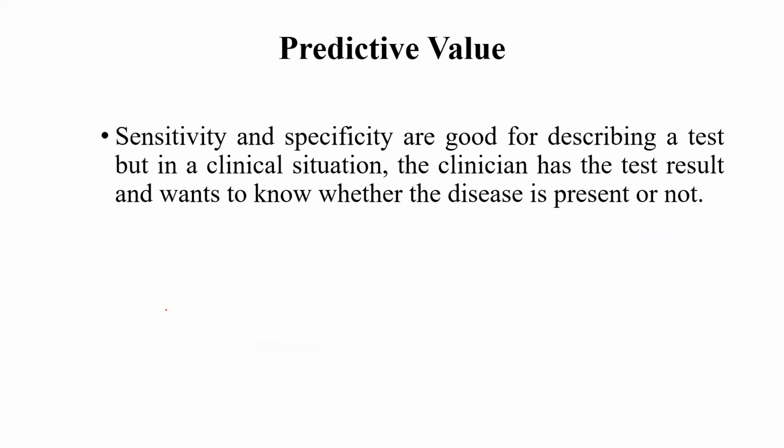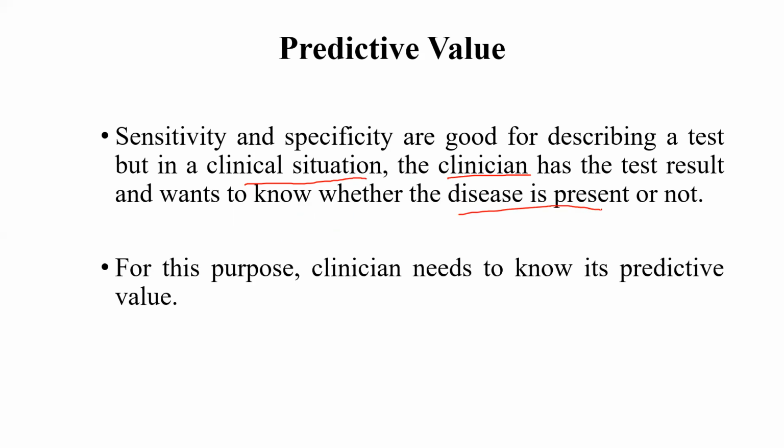Now we need to understand predictive value. What is the predictive value? Sensitivity and specificity are good for describing a test, but in a clinical situation, the clinician has the test result and wants to know whether the disease is present or not. For this purpose, the clinician needs to know its predictive value. So there are two kinds of predictive value.